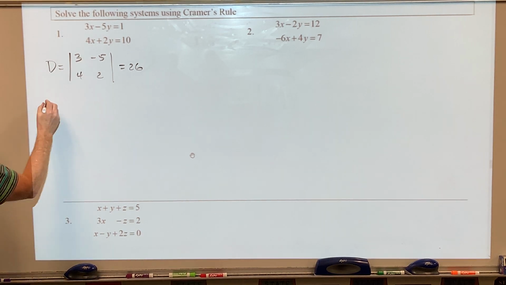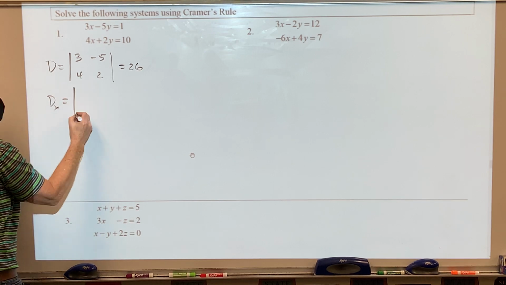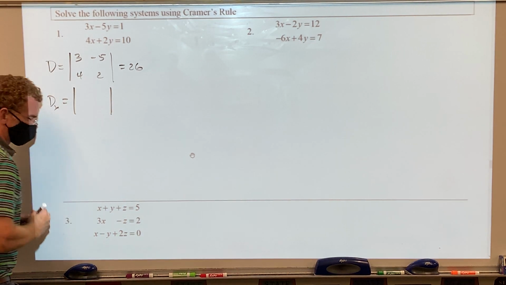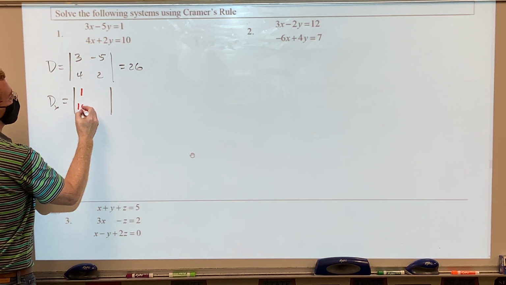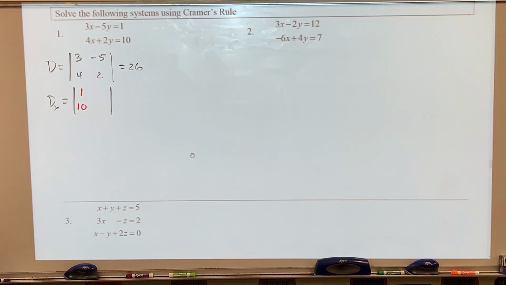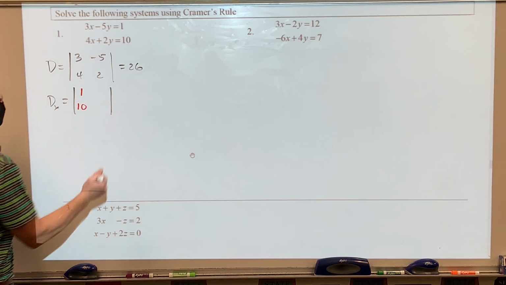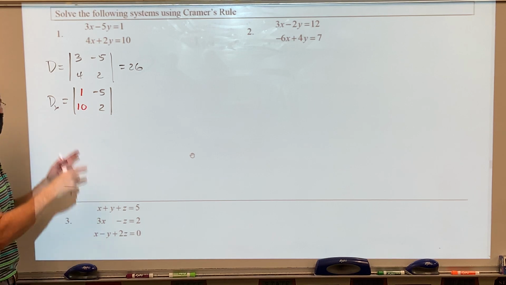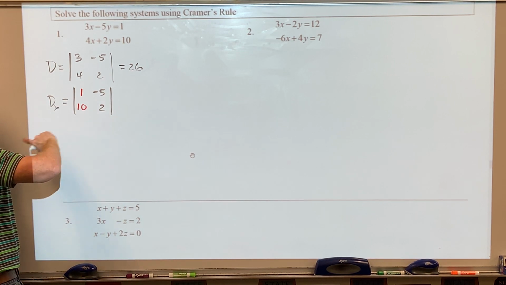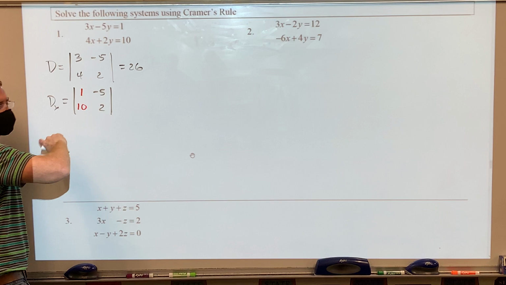What's the Dx? D sub x. What am I going to do here? Replace the 3 and 4 coefficients with the constants. So I'm putting the 1 and 10 in there for the 3, 4, because that's where the x's were. And listen, if the x's were in the second column, and you didn't want to move them, that's fine. Just put the constants in the second column. You just put them wherever the x's were. And then what else do I put in here? -5 and the 2, everything else that was in the original. So I get 2 minus the negative, so 2 plus 50.